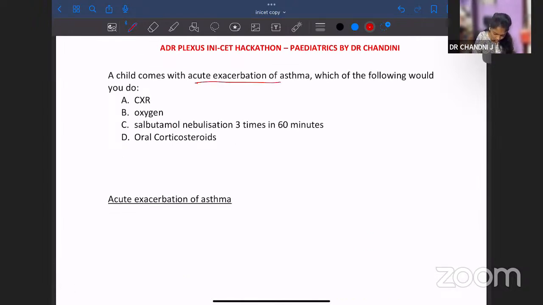Child comes with acute exacerbation of asthma. Which of the following would you do? Chest x-ray? No. Chest x-ray is not needed for diagnosis of asthma. Child is sick, so what to do? Oxygen? Yes. Any illness, any emergency, ABC is first: airway, breathing, circulation. Next, back-to-back salbutamol nebulization? Yes. Oral corticosteroids? Yes. All this you have to give.